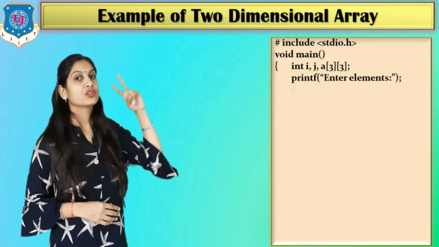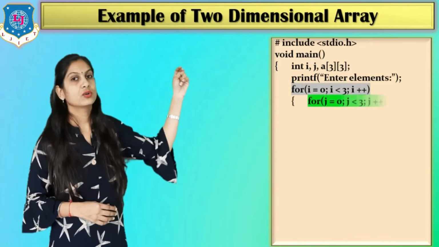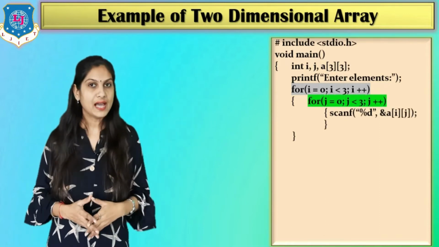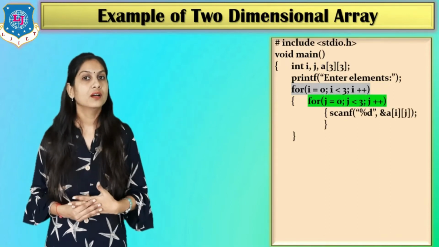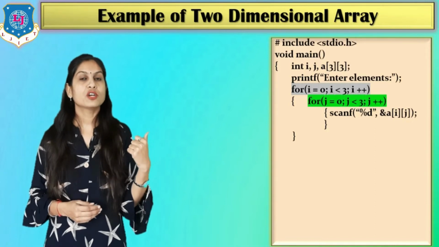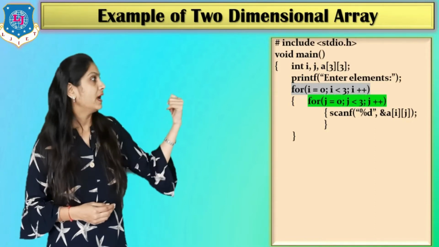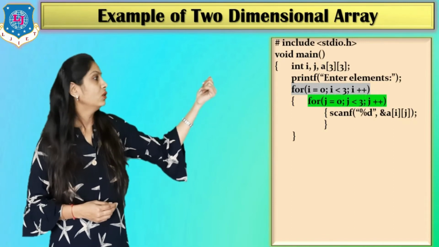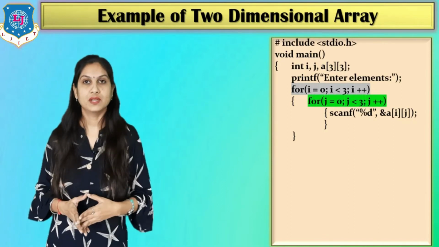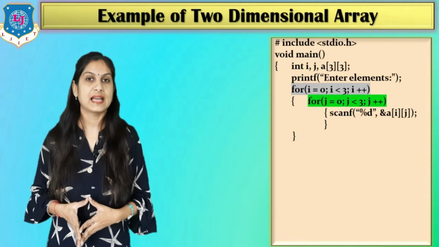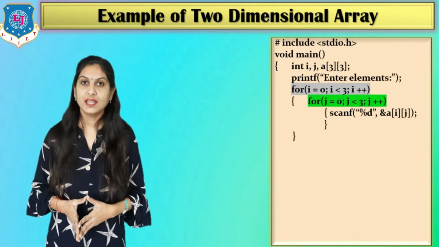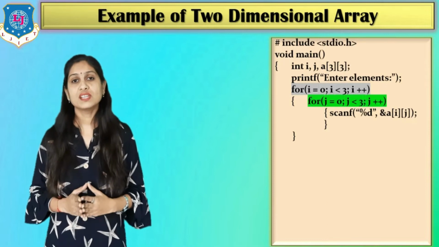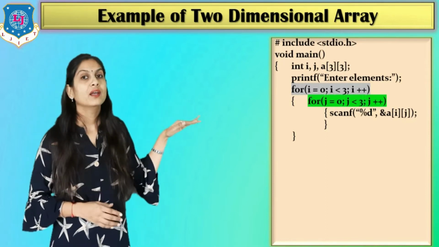Then we have to write two for loops: for i = 0, i < 3, i++, and inside that we again have to apply a for loop. This is the concept of a nested loop. In the second, for j = 0, j < 3, j++, and again we have to use the scanf function, %d, &a[i][j]. Now this program will be fixed.